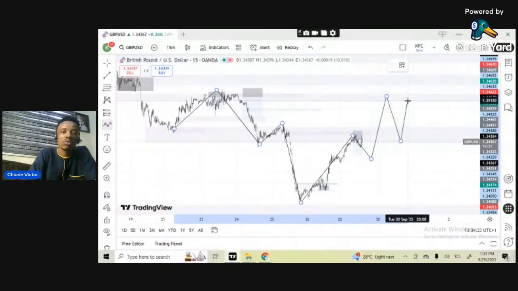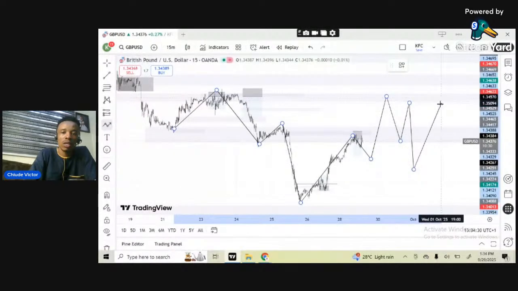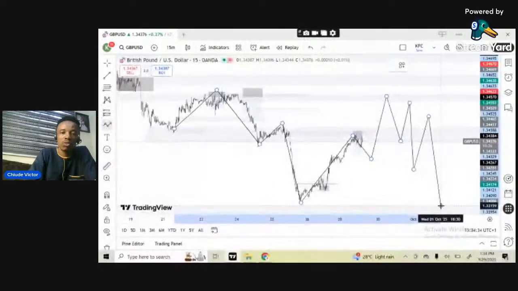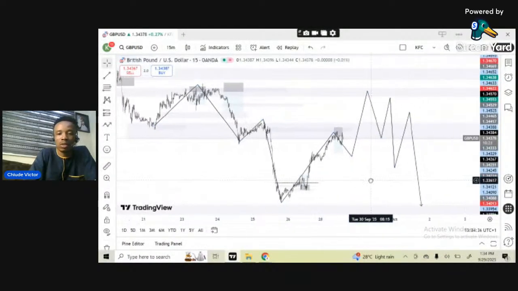So sniper entry will come this way to go like this. It will now take out this. After taking it out, it will not go back into this thing, just pick a point of interest and it will sniper down.